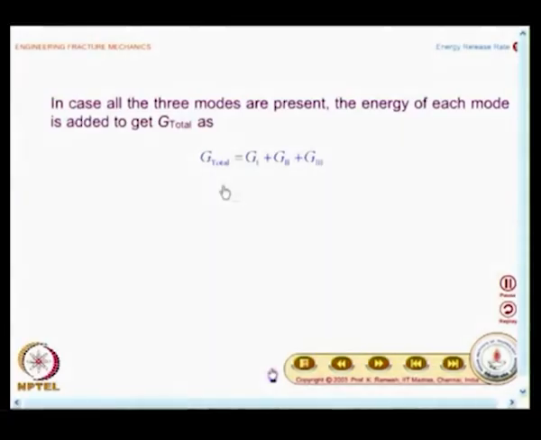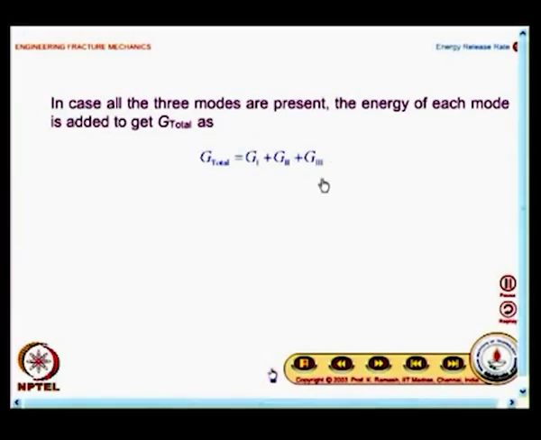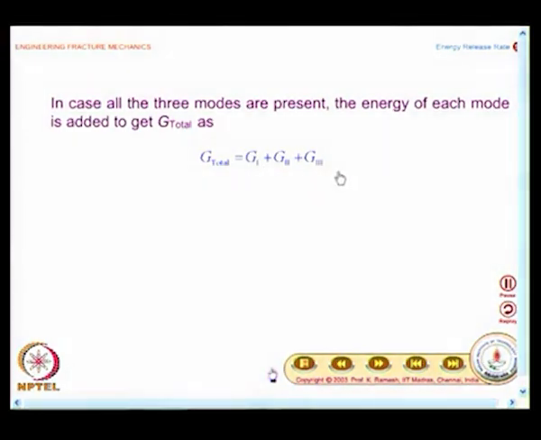Being an energy quantity, when I have individual energies, I could comfortably add. In fact, some of the finite element codes provide you the total energy rather than energy pertaining to G1, that is mode 1 or mode 2 or mode 3. Then they have to do special efforts to segregate them and then evaluate the stress intensity factors separately. So, now we move on to find out the stress field in the case of a mode 2 situation.